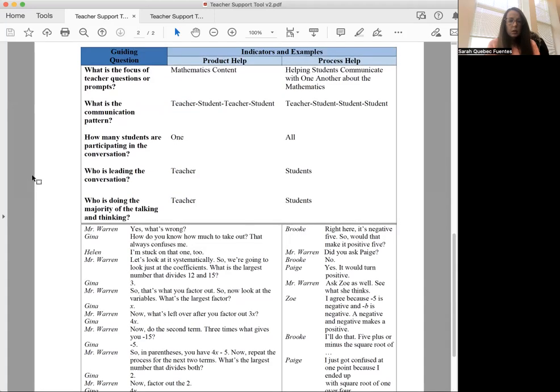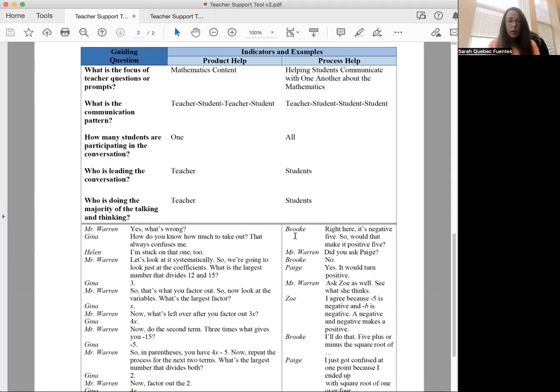In the conversation on the left, Mr. Warren walks Gina through the process for solving the problem, focusing on the mathematics content. Even though Mr. Warren is present with a group of students, he is only interacting with Gina, and this results in a teacher-student interaction pattern. Mr. Warren is leading the conversation and doing a majority of the talking and thinking about the mathematics.